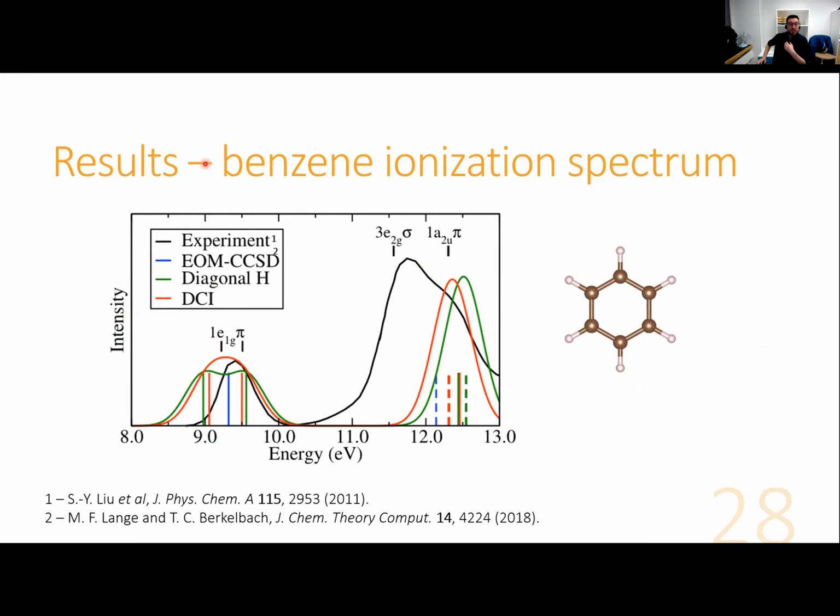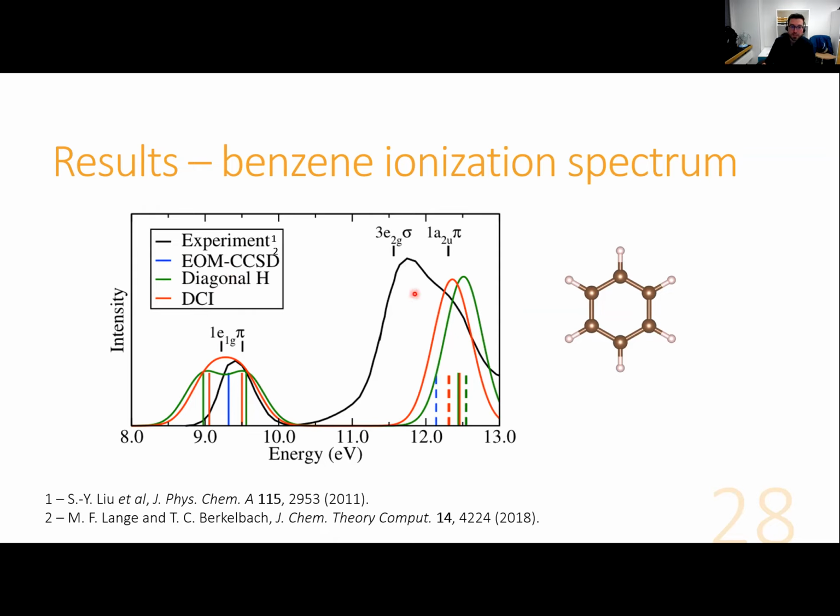I can also compute ionization spectra. If I remove an electron, I get all of the n-1 or n+1 total energies, and then I can compute excitation energies. So we tested this for benzene. This is the particle removal spectrum for benzene. And our results are again shown in red. The agreement with equation of motion coupled cluster singles doubles is pretty good.